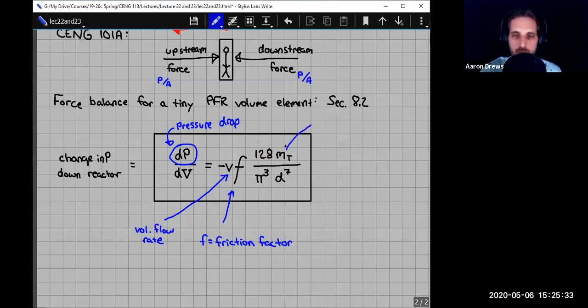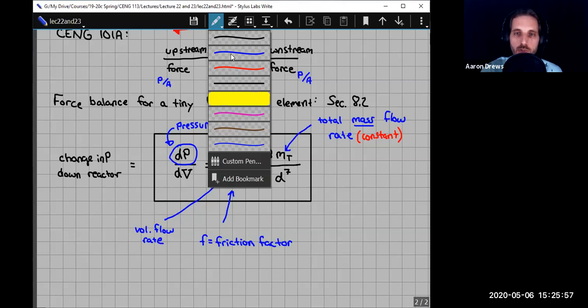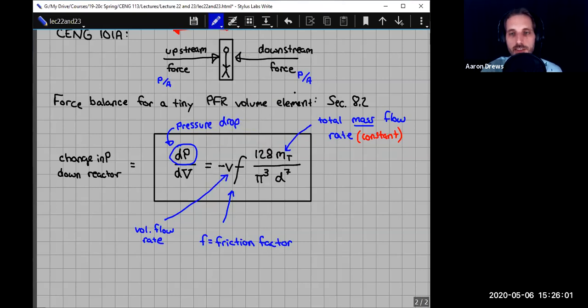M sub T is your total mass flow rate. The interesting thing about M sub T is that it's constant. Even in the presence of a reaction, the total mass flow rate is always constant. What I can hear you asking, Dr. Drews, is why is total mass flow rate constant, but total molar flow rate is not? Or put another way, why is the mass conserved, but the moles are not? Because even if you take a molecule and break it in two, you have the same number of atoms that were there before. The total mass is therefore the same. The way in which you have grouped them can be different, and that's why the number of moles is not constant. But M sub T, the total mass flow rate, is constant.